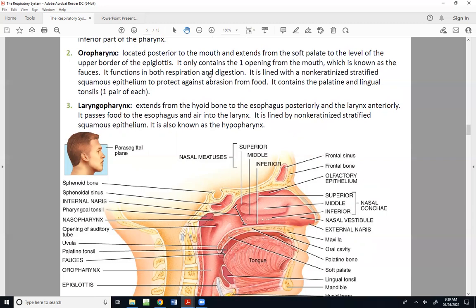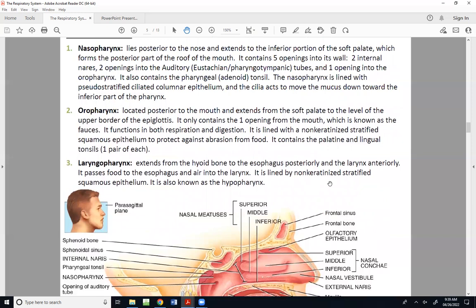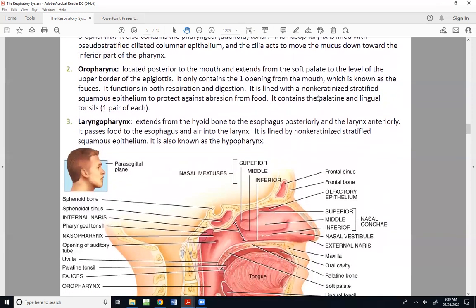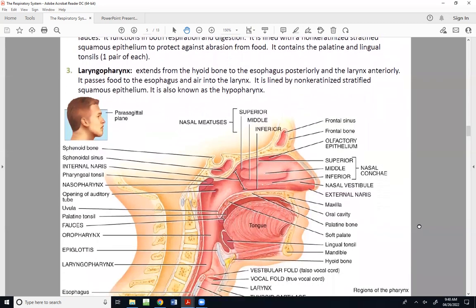It is lined with a non-keratinized stratified squamous epithelium, so it's a little bit different than what we just saw for the nasopharynx. Non-keratinized means that it doesn't have keratin. Stratified squamous tells you that there are multiple layers and the cells are flat or plate-like. This helps protect against the abrasive nature of food. Located within the oropharynx, or associated with it, are the pair of palatine and lingual tonsils. So there are 4 tonsils associated with the oropharynx.